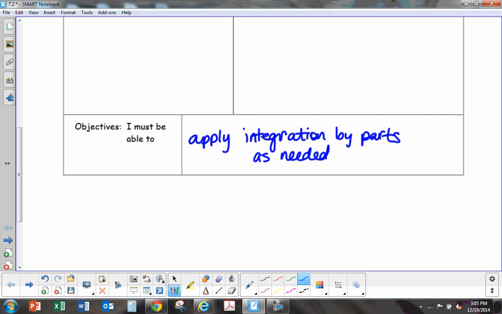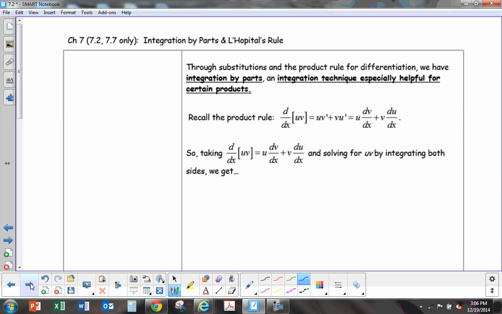This is another integration technique, integration by parts. We'll work through some examples so you can see when to apply it, and that will be the tricky part. That's why you need to practice, so that when you see a problem you can recognize whether you should do integration by parts or try some other technique. Through substitutions and the product rule for differentiation, we're going to look at our product rule for derivatives. That's where we get the integration by parts formula.